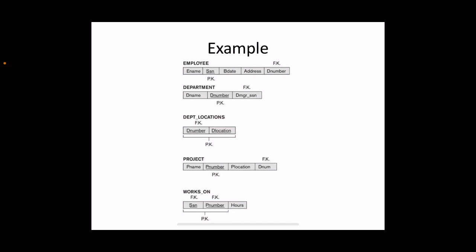Now if we go through this works-on relation, the SSN together with the project number, this combination forms the primary key here. Only one key is here, that is the SSN and P number combination. So both SSN and P number are examples of prime attributes, whereas hours is a non-prime attribute.